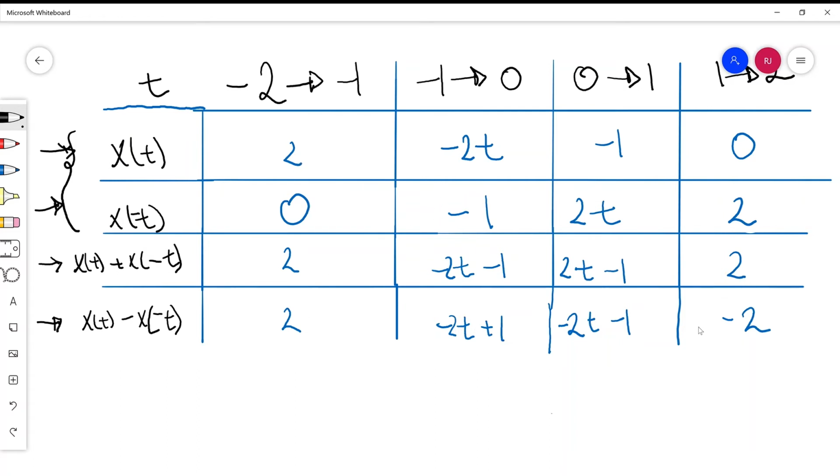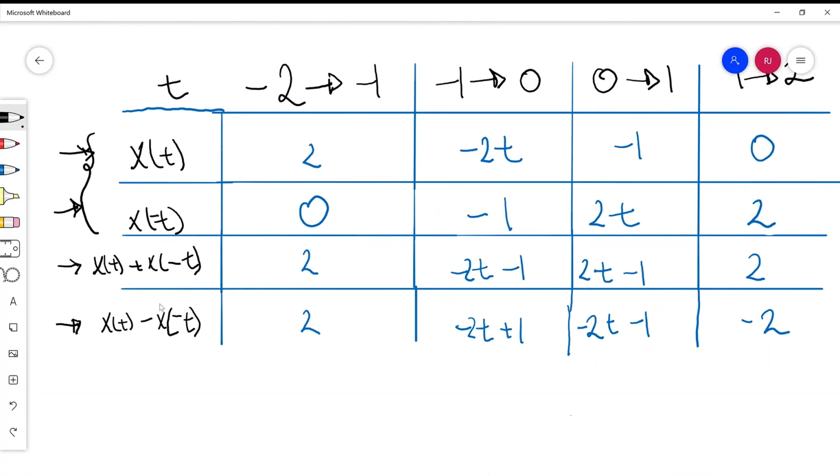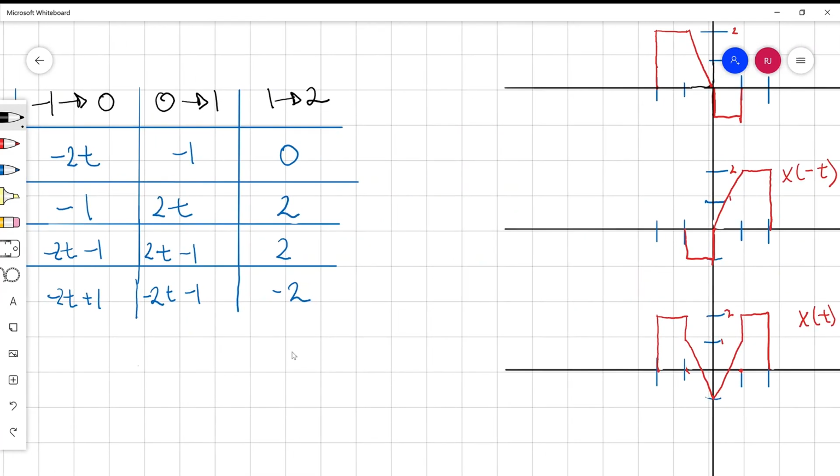So at this point, you've filled out your whole table. And then you can actually plot out the third row and the fourth row. So everything that we just did in this table, there's a graphical way of doing it.